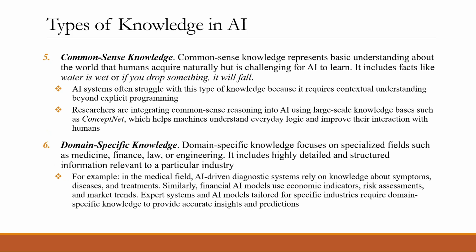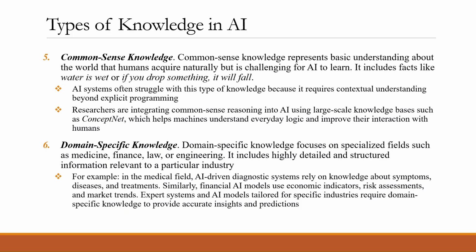Another type is common sense knowledge, which represents basic understanding about the world that humans acquire naturally, but it's challenging for artificial intelligence to learn. It includes facts like water is wet or if you drop something it will fall. Artificial intelligence systems often struggle with this type of knowledge because it requires contextual understanding beyond explicit programming. Researchers are integrating common sense reasoning into artificial intelligence using large-scale knowledge bases such as ConceptNet, which helps machines understand everyday logic and improve their interaction with humans.